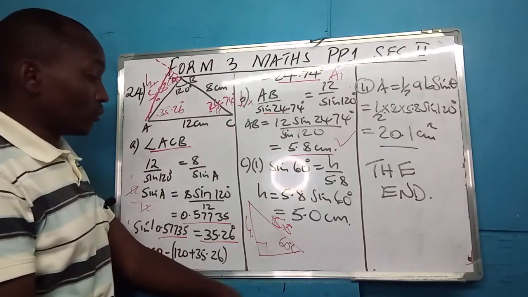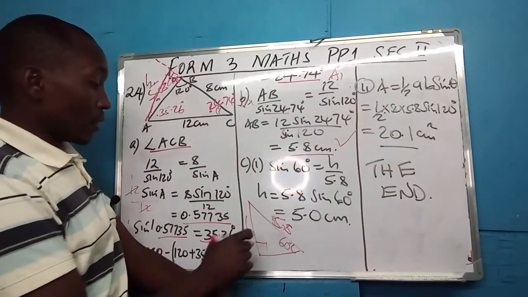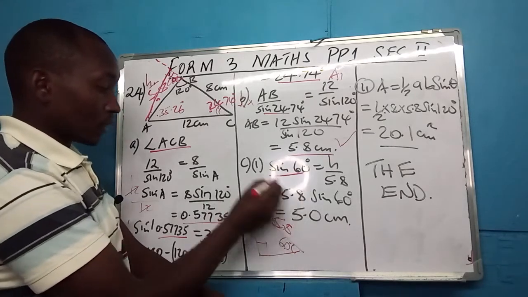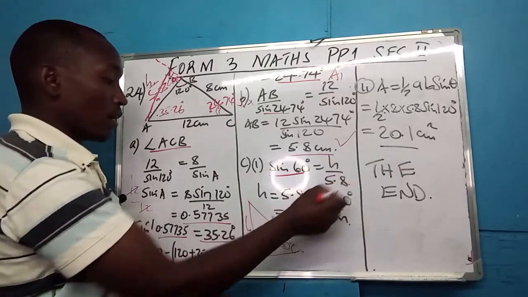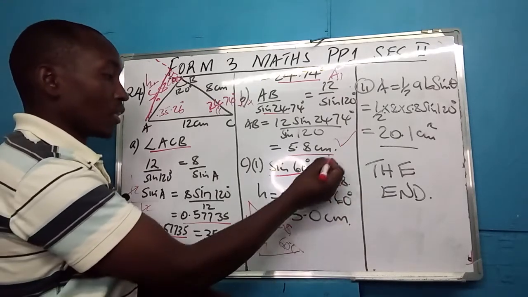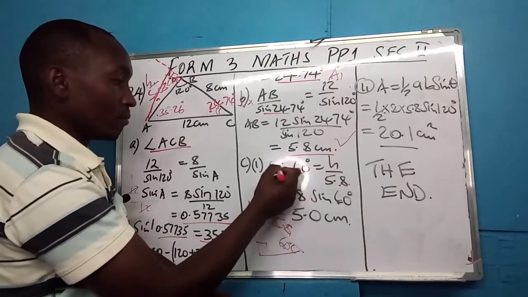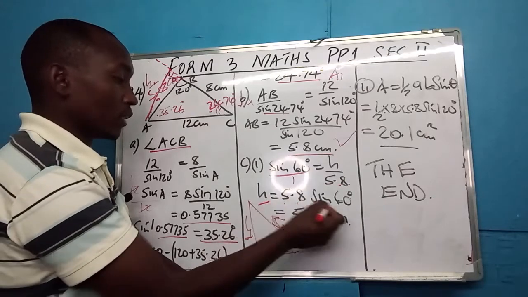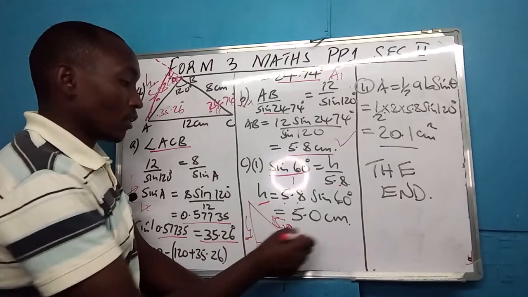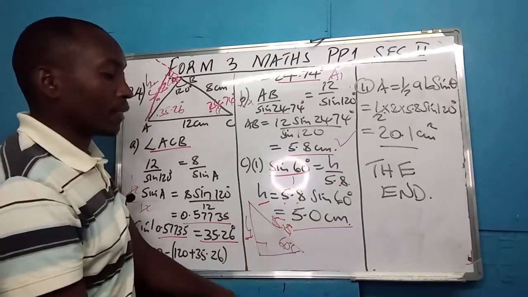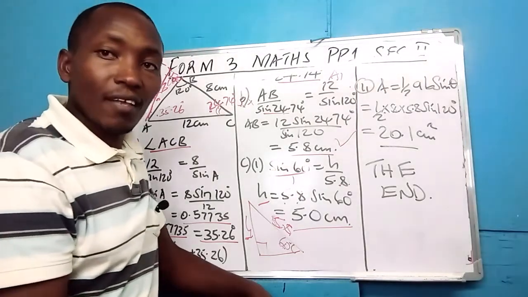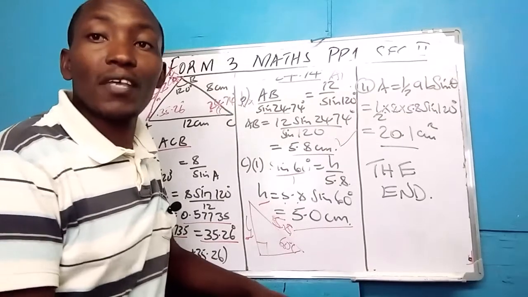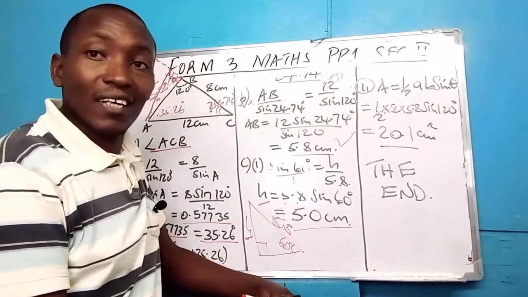So what do I need to do? I need to use the sine formula. The sine of 60 is equivalent to the opposite h over the hypotenuse. So with that, I can now cross multiply, and h will be 5.8 times sine of 60. Then to 1 decimal place again, it is 5.0. We go on.